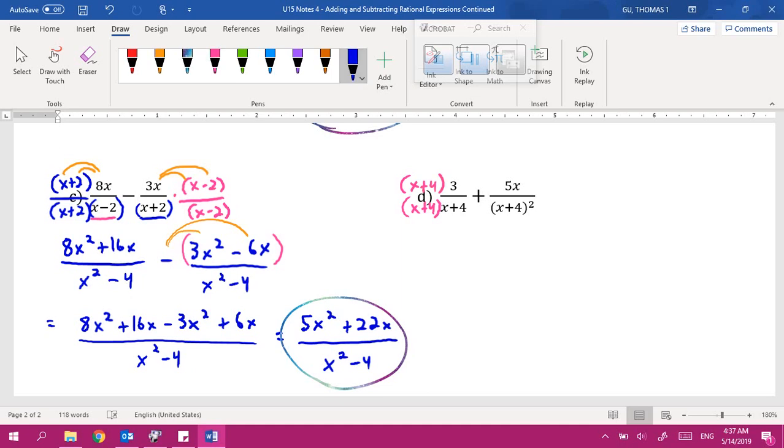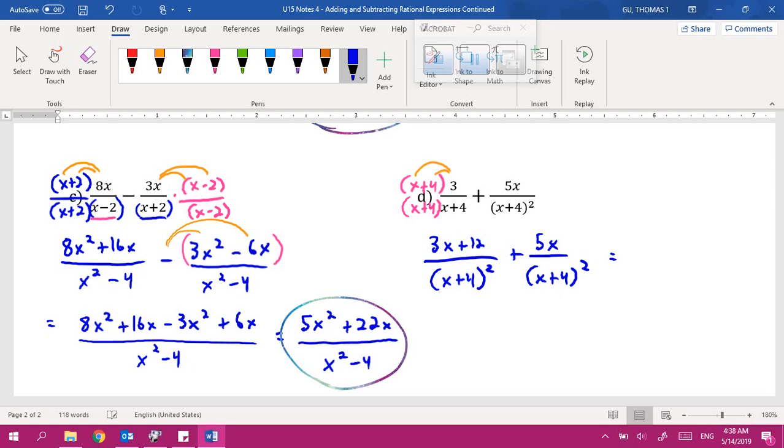So now that's easier because we don't have to multiply both sides. So we're going to distribute 3 to the x plus 4, which makes 3x plus 12 over, and then x plus 4 times x plus 4, we can just write it as the right side is, x plus 4 squared. So plus 5x over x plus 4 squared. We didn't have to change the right fraction at all this time, making it very handy.